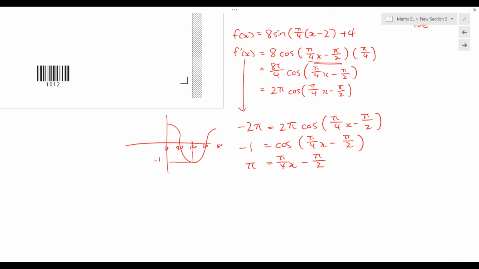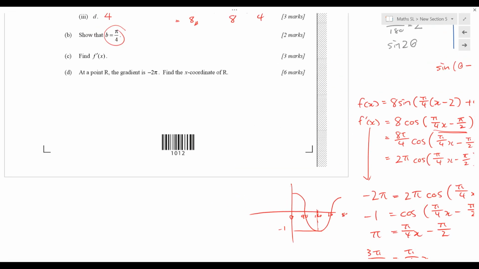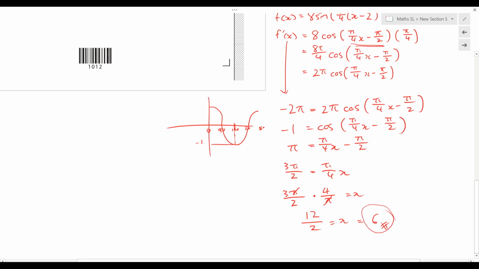So next what we have is this. Pi plus pi over 2 is what? 3 pi over 2 equals pi over 4 x. And then we divide that over, so 3 pi over 2. When we divide, we flip the reciprocal of it, equals that. Pi and pi cancel out. So we have 3 times 4, which is 12, over 2 equals x, which is equal to 6. So we know that the x coordinate of R is simply 6.